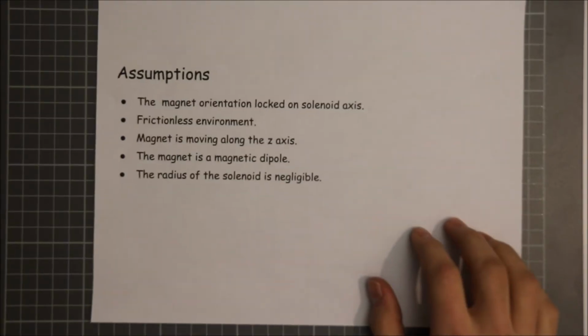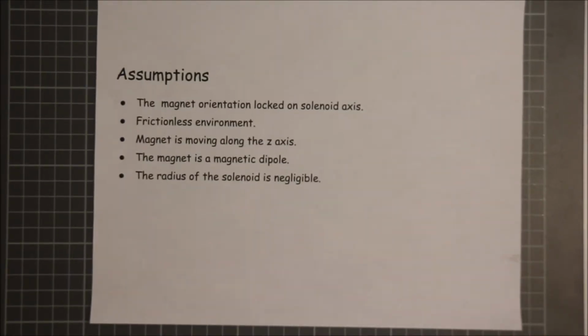The second assumption that we made is that we're working in a frictionless environment. The third is that the magnet is going to be moving along the z-axis, which is the center axis of the solenoid. And we've also assumed the magnet is a magnetic dipole. We're also assuming that the solenoid radius is negligible.